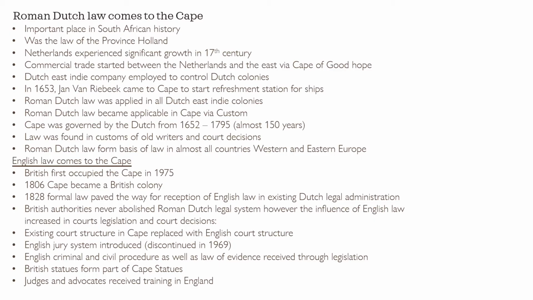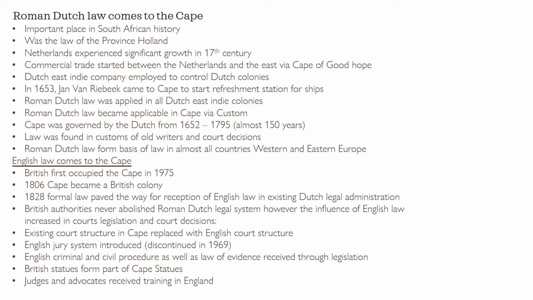The Netherlands experienced significant growth in the 17th century. Commercial trade started between the Netherlands and the East via the Cape of Good Hope. The Dutch East India Company was employed to control Dutch colonies. In 1653, Jan van Riebeeck came to the Cape to start a refreshment station for ships.